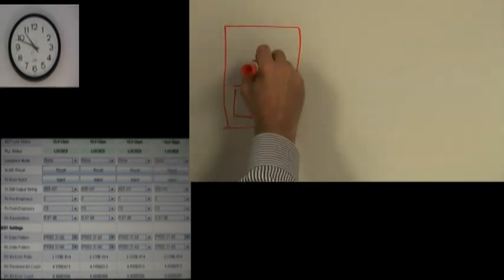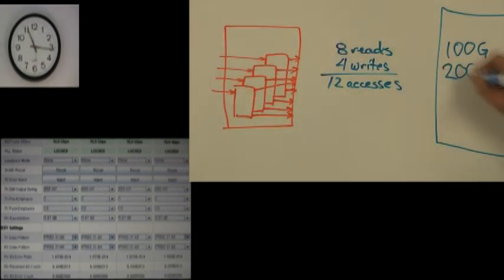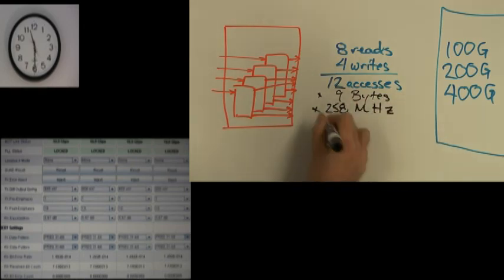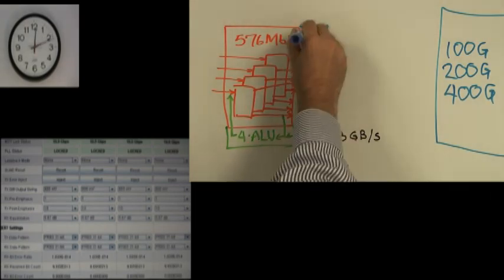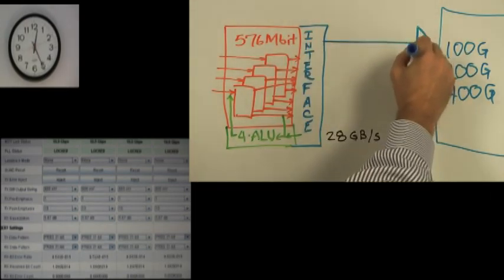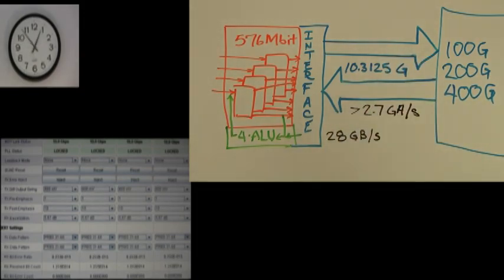The Bandwidth Engine IC is a breakthrough device for next-generation 100G, 200G networking systems. It contains a high access rate, 576 megabits memory, and an onboard ALU. It uses a 10.3125 gigabits per second SerDes interface to achieve performance of over 2.7 giga accesses per second.